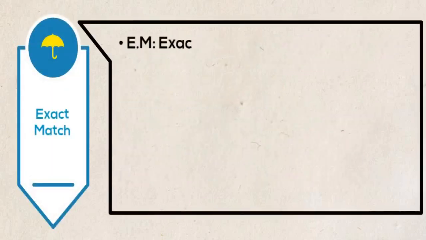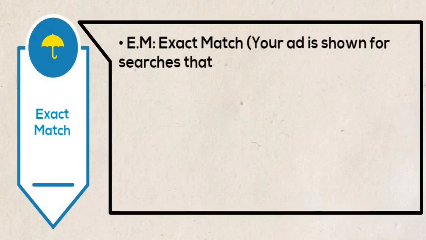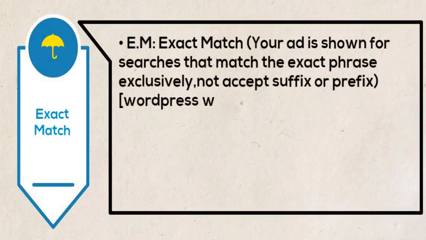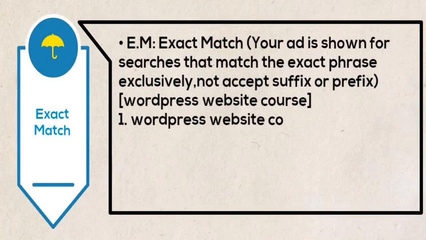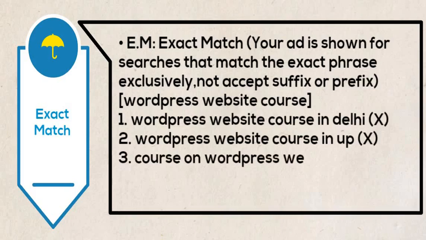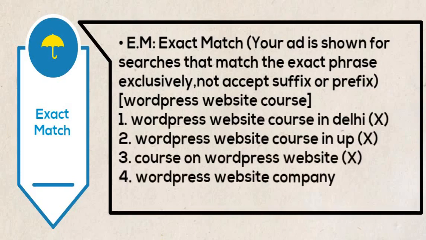Exact match. Your ad is shown for searches that match the exact phrase exclusively, not accepting suffix or prefix. WordPress website course, rank 1. WordPress website course in Delhi, rank 2. WordPress website course, rank 4. Course on WordPress website, rank 4. WordPress website company Noida, rank 1.